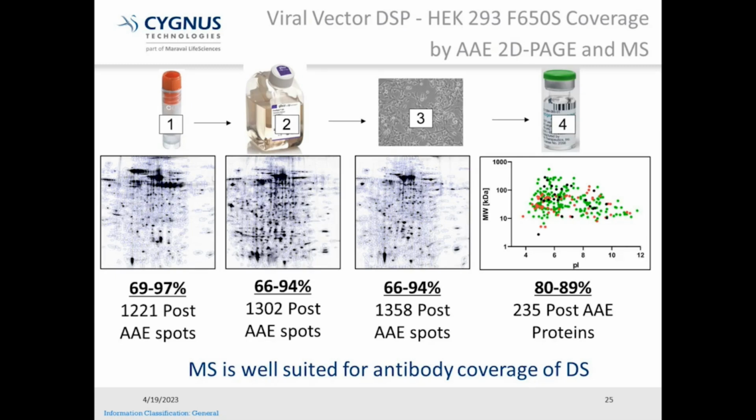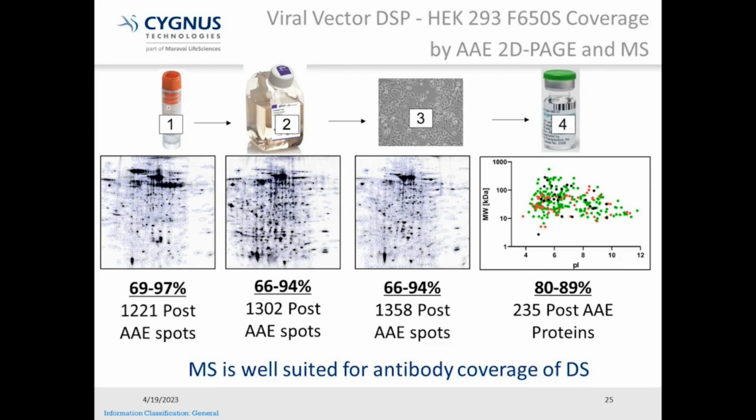In this example, we use orthogonal methods, AAE, 2D PAGE, and mass spectrometry, to determine antibody coverage for a HEK293 gene therapy bioprocess. The steps in this process were: Step 1, working cell bank; Step 2, harvest supernatant; Step 3, end of production cells; and Step 4, final drug substance. F650S ELISA antibody coverage of 60 to 90% was seen through steps 1 through 3.